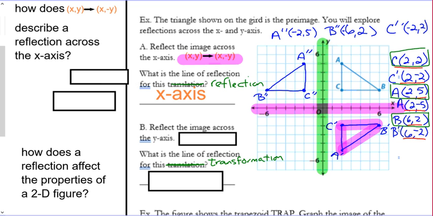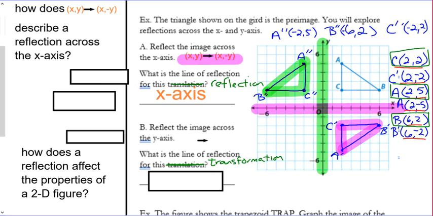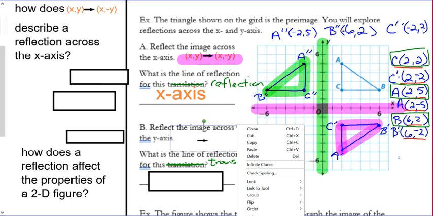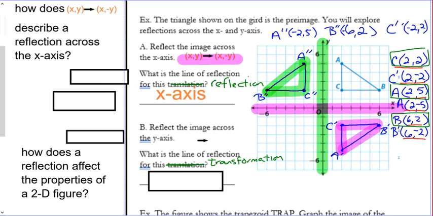Let me highlight this in green so we know this is the reflection here. So what we should notice here is that when we reflect the image across the y-axis, what happened to me? Oh, I know what happened. Let's do this. It's obviously there. All right, well, again, my ordered pair should look like this.